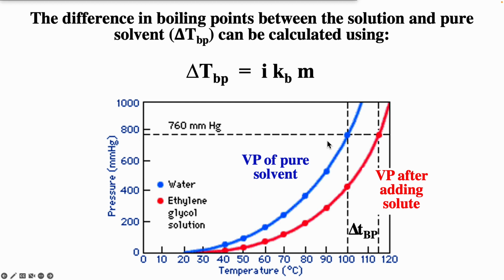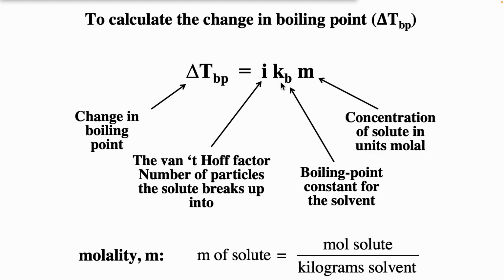And so we saw that the vapor pressure is always lower for the solvent in solution, and we saw the boiling point is always higher. And so we can calculate the change in the boiling point by the van't Hoff factor times the constant times the molality. And again, this constant depends on the solvent, not the solute. And so change in boiling point, van't Hoff factor is just the number of particles per formula unit. The boiling point constant for the solvent, and the concentration of the solute in units molal. And again, nowhere do you see the identity of the solute.